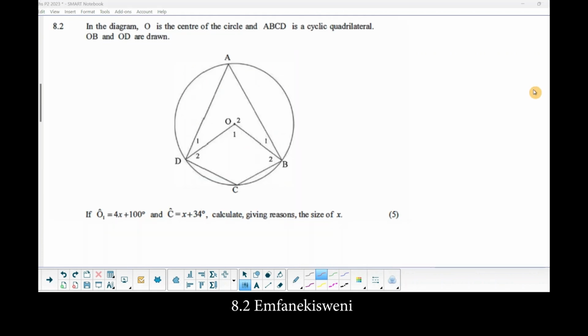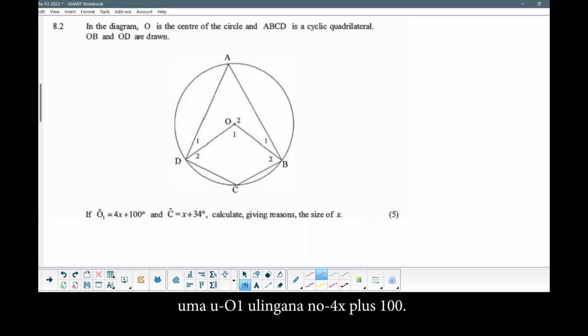(8.2) In the diagram, O is the center of the circle. ABCD is a cyclic quadrilateral. OB and OD are drawn. If O1 is equal to 4x plus 100, so let's put that in, 4x plus 100, and C is equal to x plus 34, calculate, giving reasons, the size of x.